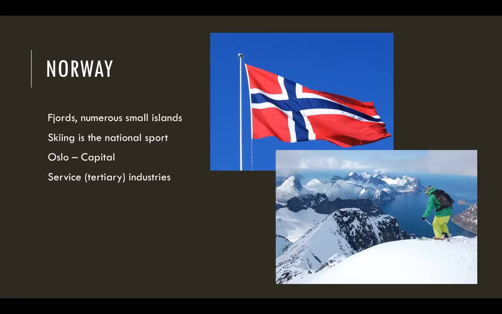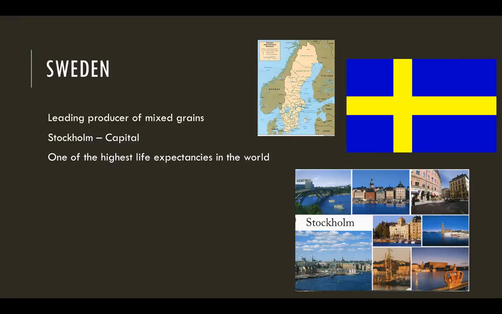Starting off with Norway. Norway has many fjords. We learned about what those were when we were talking about Canada. They have a lot of small islands. Skiing is their national sport. The shore of Norway stretches over 15,000 miles, which is more than half the circumference of the earth. So huge country. Oslo is the capital. And for this country, you'll also see a lot of service industries. A lot of oil exports have made this country very rich, and they have one of the highest standards of living in Europe.